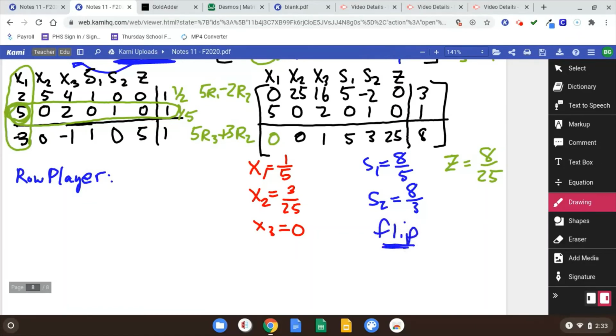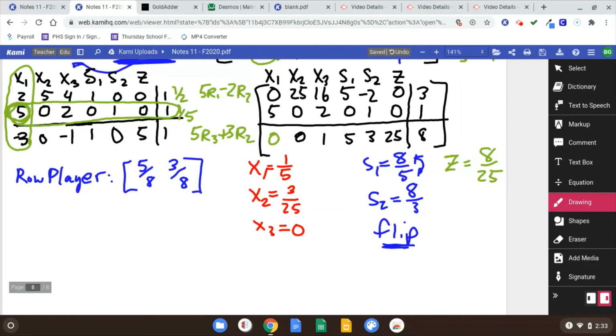you're going to flip the slack variables, okay? You're going to take the reciprocals, okay? So just take the reciprocals, and the row player is going to play row 1 5/8 of the time and row 2 3/8 of the time. Notice those fractions add up to 1. That's what tells me that we're on the right track.